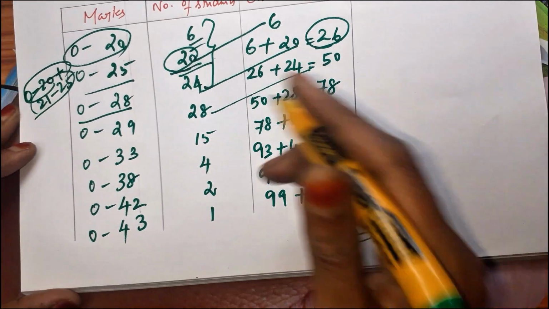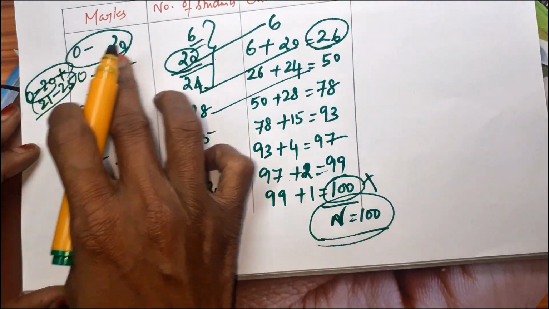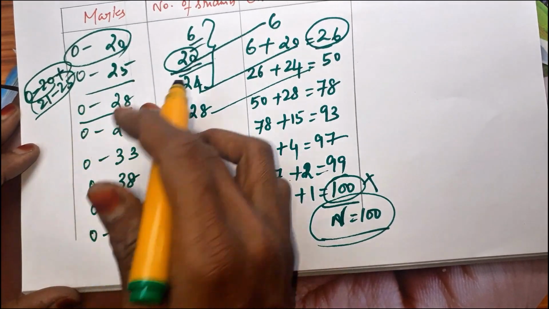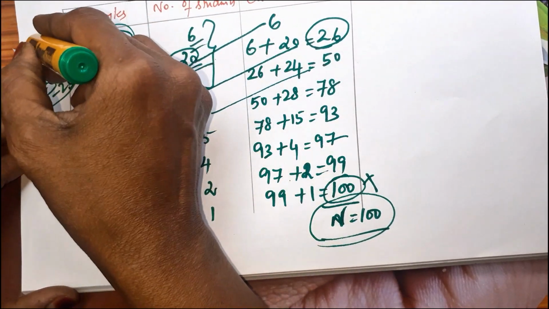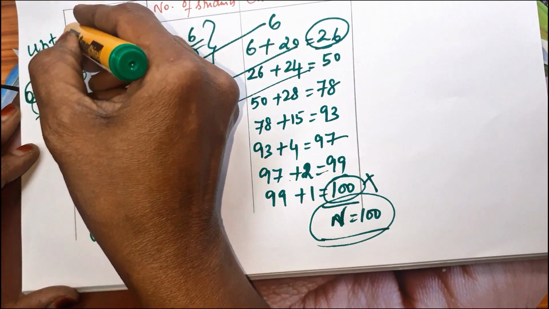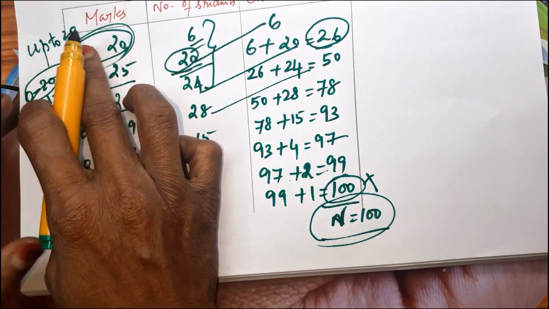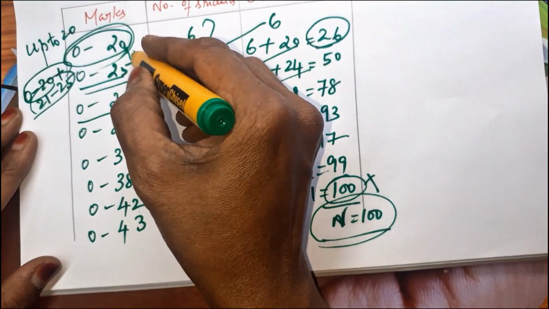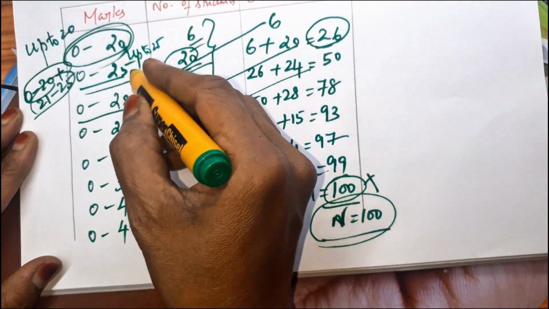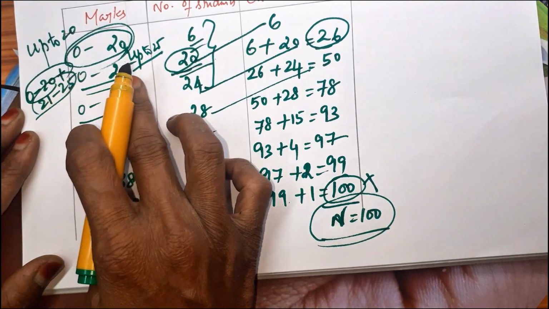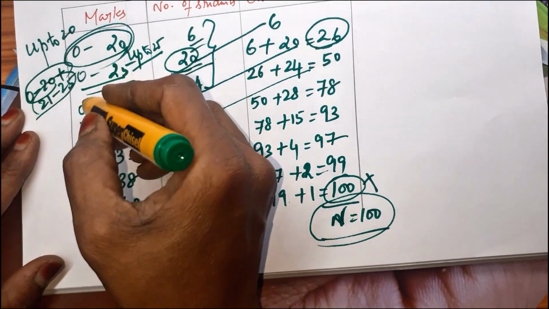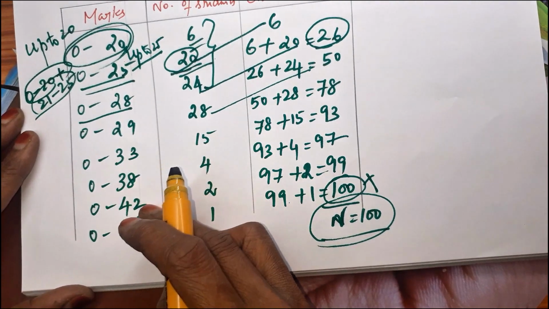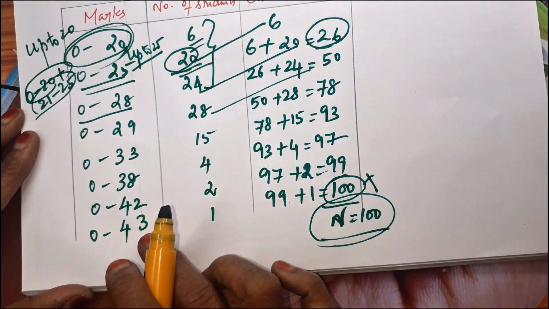Here I have mentioned the class intervals as 0 to 20, 0 to 25, 0 to 28. You can use the term up to 20, which means from the least value 0 to 20. And here we can use the term up to 25, which means from 0 to 25. So up to 28, up to 29, up to 33, up to 38, up to 42 and up to 43.